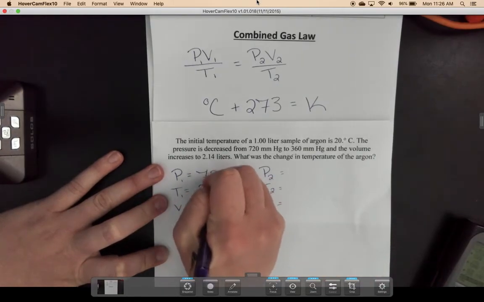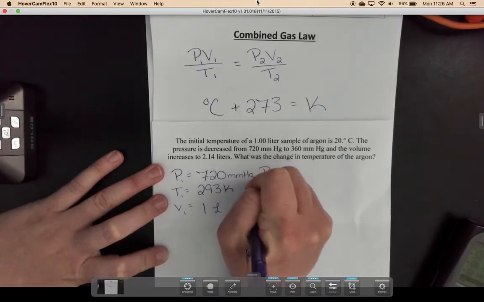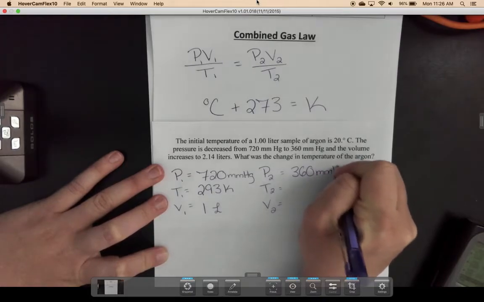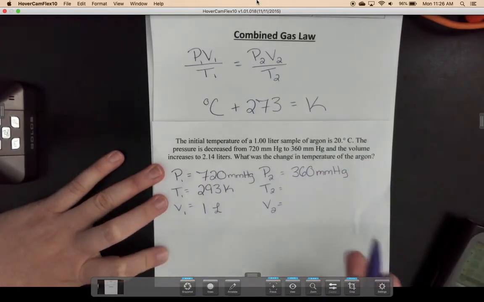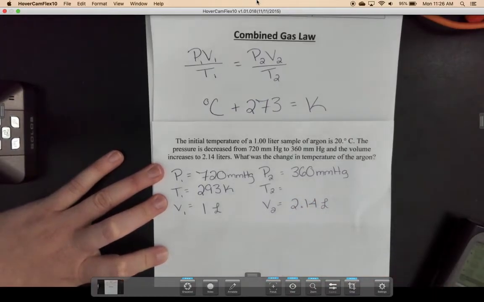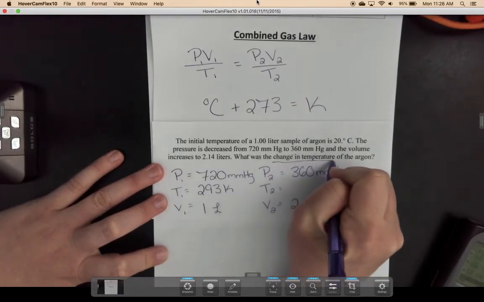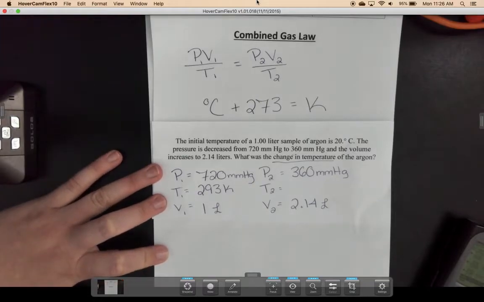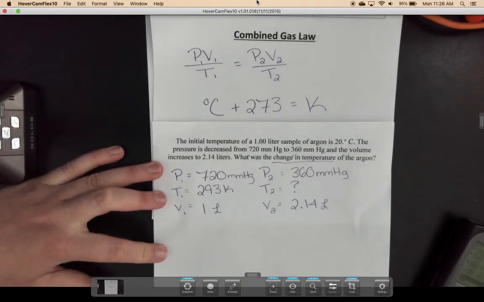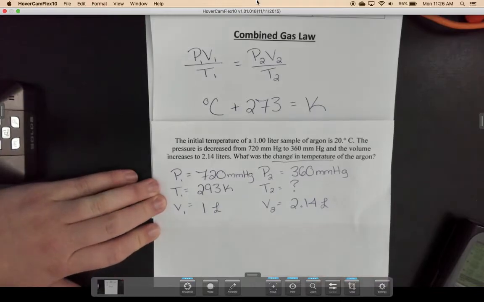So I have 720, which is decreased to 360. And the volume increases to 2.14 liters. What was the change in temperature? So this one has a little extra step because we're looking for the change in temperature. In order to solve for that, we have to figure out what my final temperature would be. So I have all my variables that I need. We're just going to plug them into our equation.